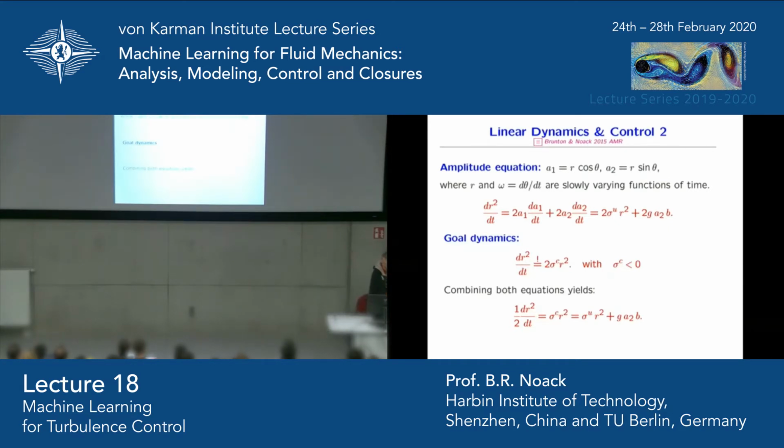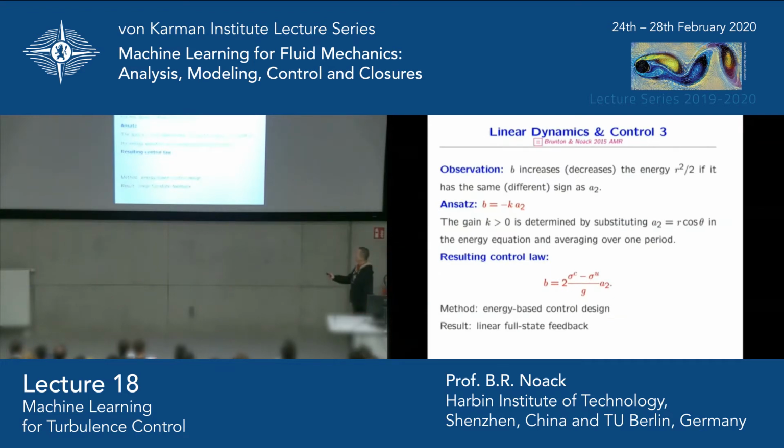But you can do something simpler. You can make the ansatz B equals, you make a linear ansatz with opposite sign. And now you can determine the gain such that the equation is satisfied in a one-period averaged sense. And then you arrive at such a controller. You see here, the more you want to stabilize, the larger the gain. The more unstable the flow, the larger the gain. The more effective the physical gain of the actuator, the smaller the gain. So this controller makes perfect sense.